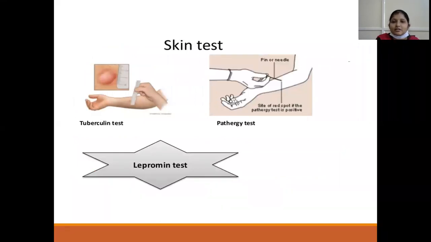So what are the various skin tests? Tuberculin test, pathergy test, and Lepromin test. Tuberculin test is used in tuberculosis. Pathergy test is for Behçet's disease, where there is increased sensitivity to needle prick. Lepromin test is done in leprosy.